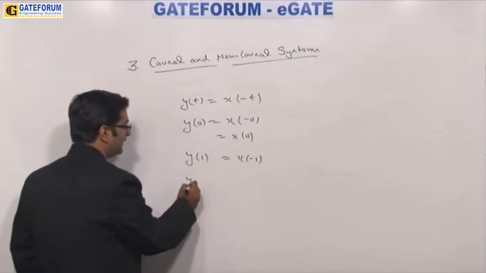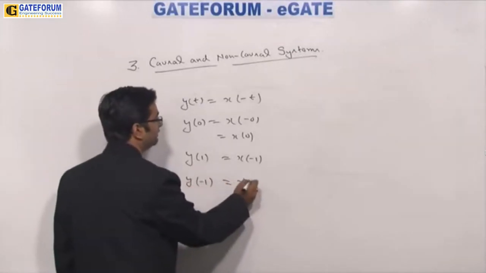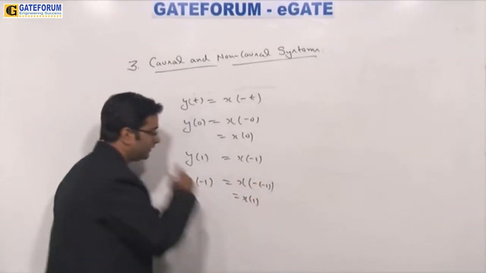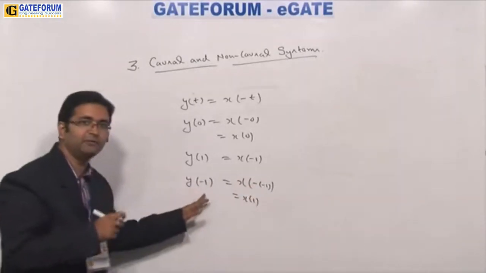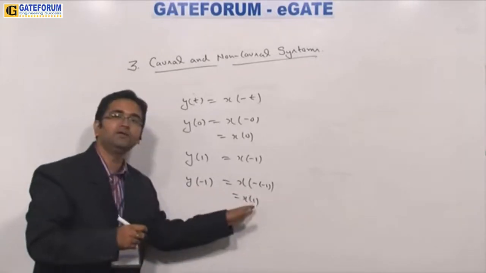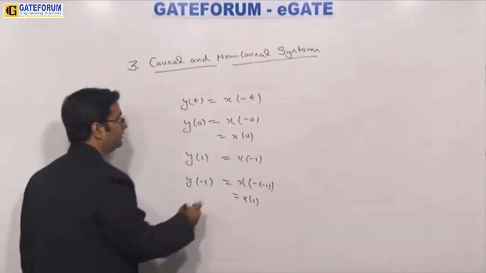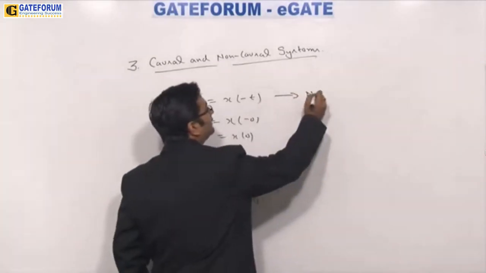But if I look at y(minus 1), corresponding to x(minus t), that becomes x(plus 1). Now y(minus 1) is the present value where I am looking, and it depends on the future value of the input. Once it depends on the future value of the input, that becomes a non-causal system. So finally this system is non-causal.